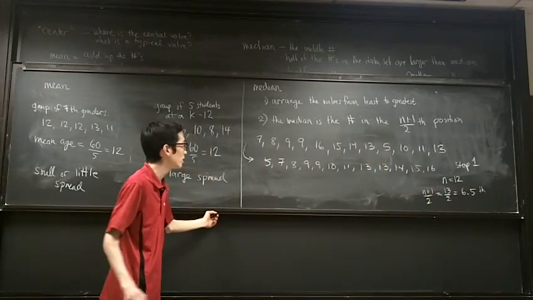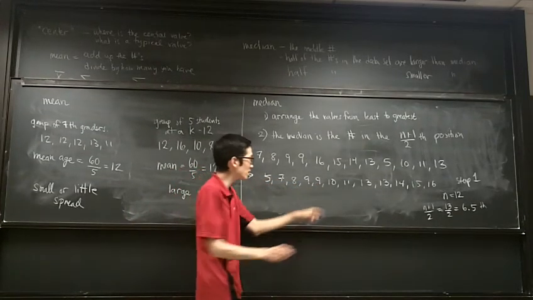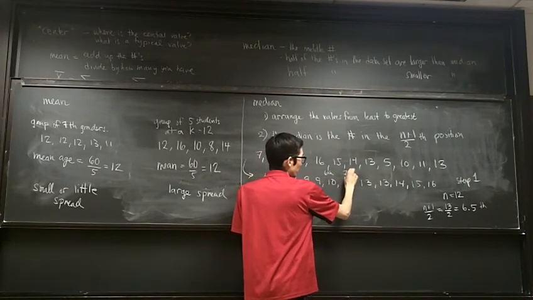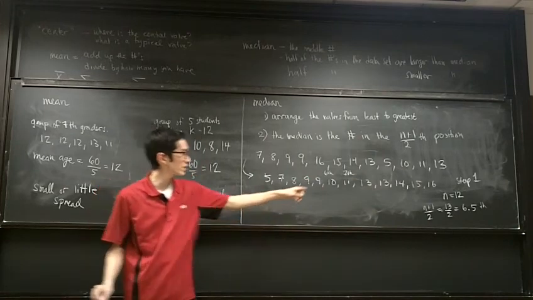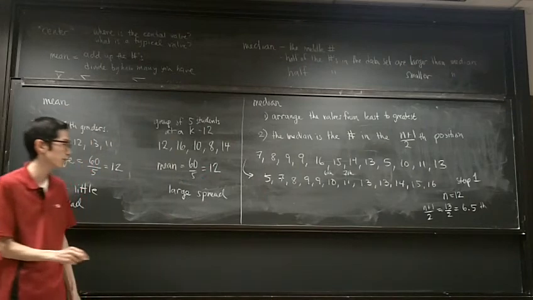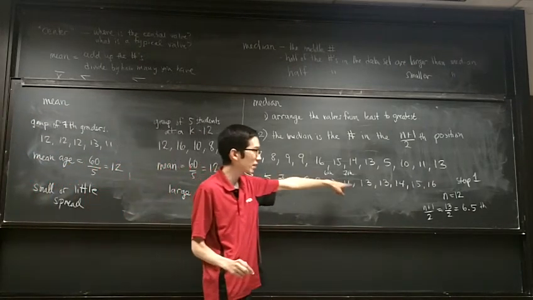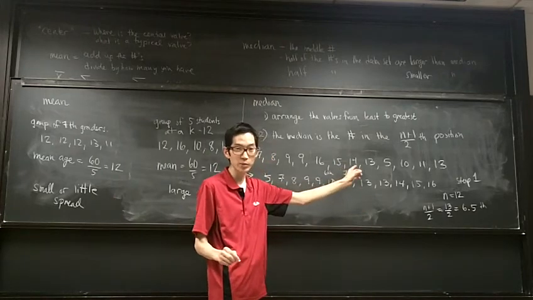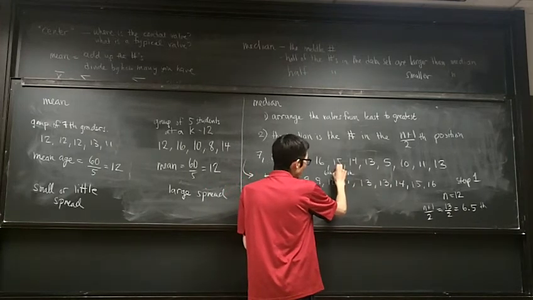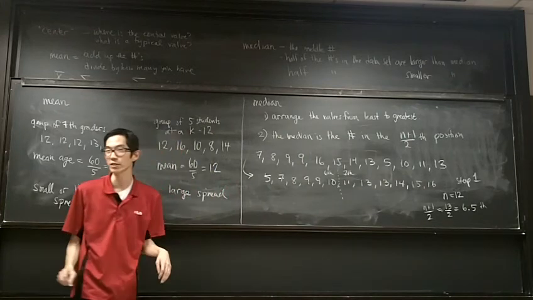Okay, so I'm going to label these. This is 1, 2, 3, 4, 5, 6. This is my 6th number, and 11 is my 7th number. And this is 8, 9, 10, 11, 12. That's the 12th number. So if I order these from least to greatest, 10 is my 6th number, and 11 is my 7th number.